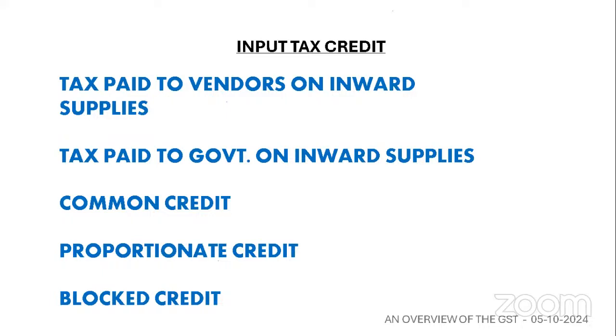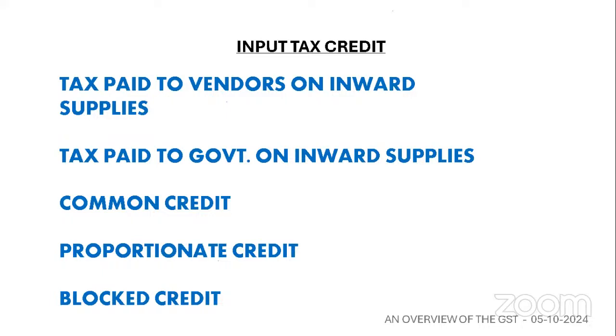taxable person. In my example, the total turnover is 2 lakh rupees. Taxable is 50%, non-taxable is 50%. Therefore, 50% of the common credit is allowed to you. The remaining 50% of common credit is not allowed to you. It becomes a cost for you. So, this is the concept of common credit. Then this common credit should be proportionately computed month by month and should be reported and reversed during filing of your GST returns. Then the next concept is blocked credit.